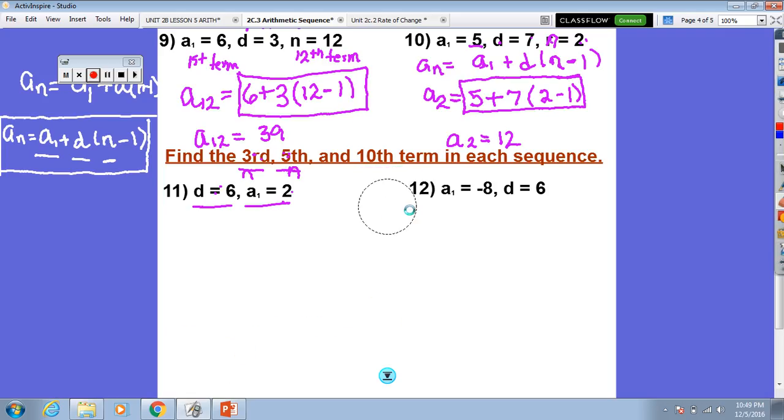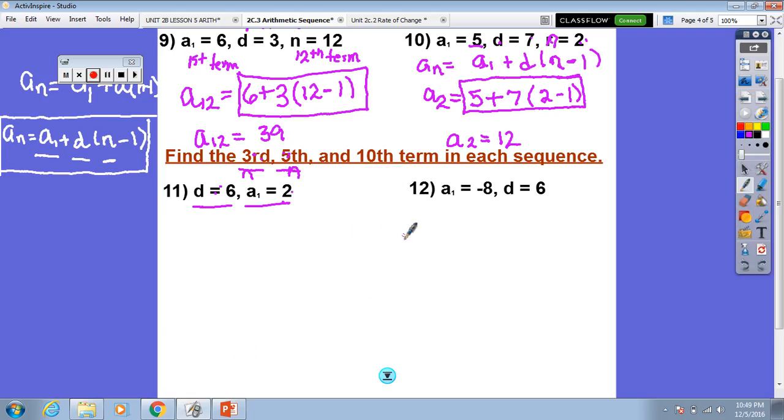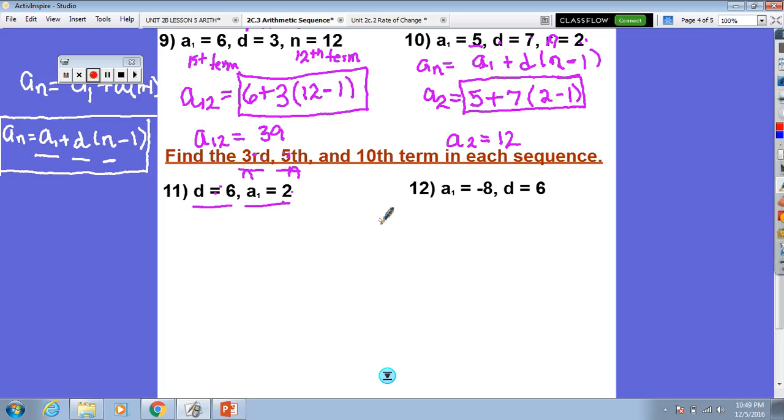Alright, so to find 12, I hope that you really tried to do it. We're going to set it up the same way. Remember, your formula is over here. So we're going to have A3 because that's the first n. We're finding the 3rd term. Our first term this time is -8. Our pattern number is 6, so D is still 6. And we're going to do 3 minus 1 because n is the number of the term you're trying to find.